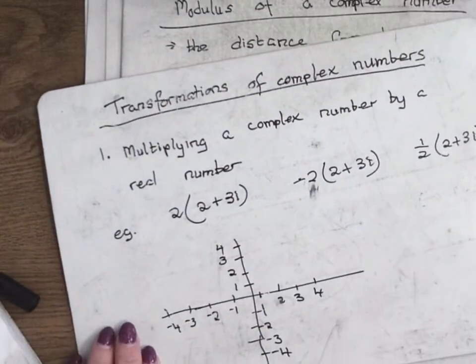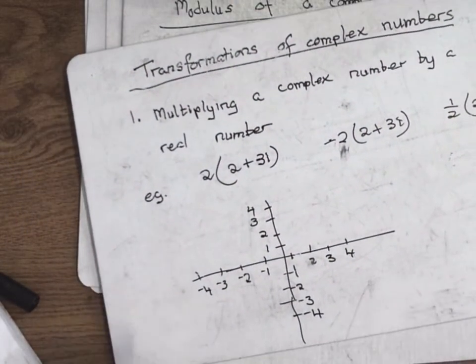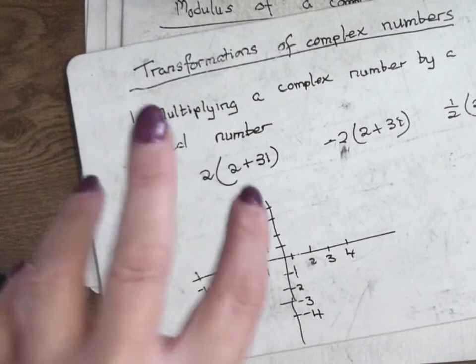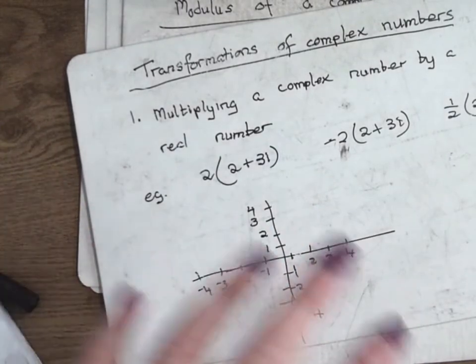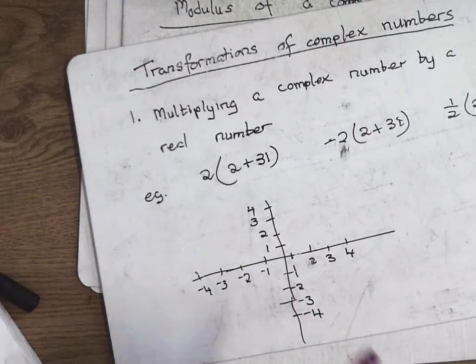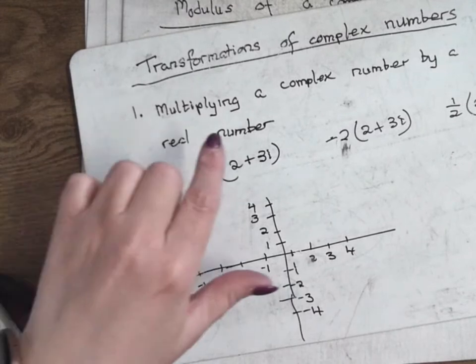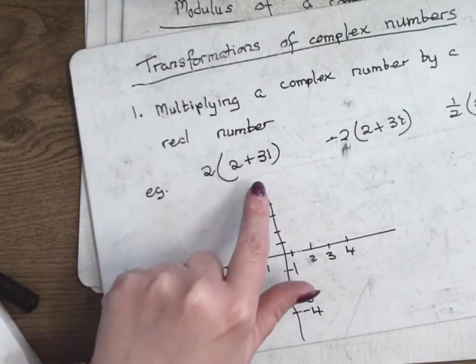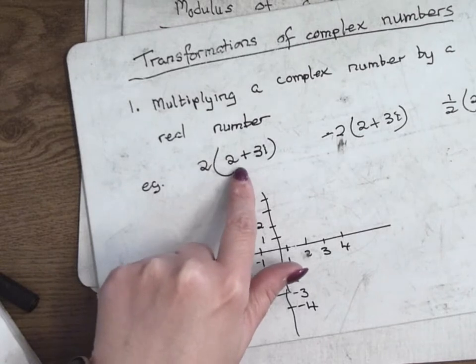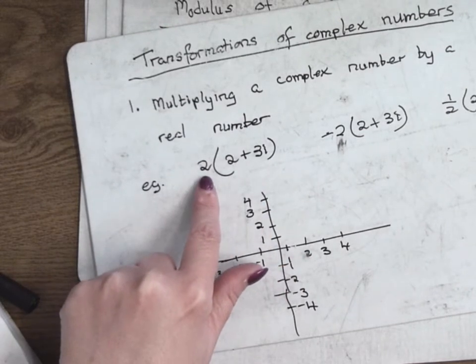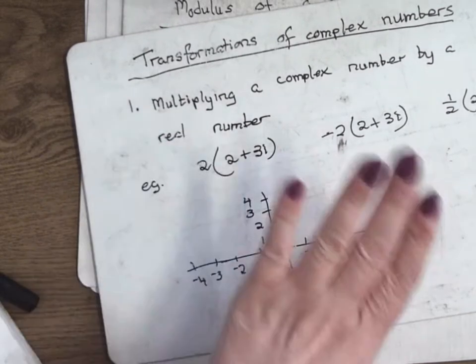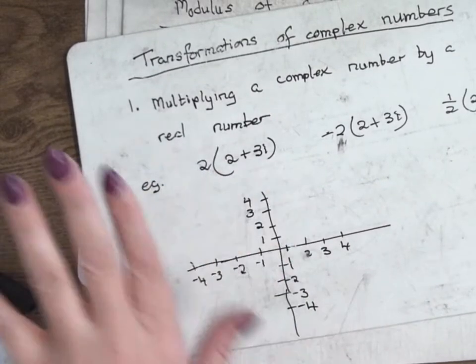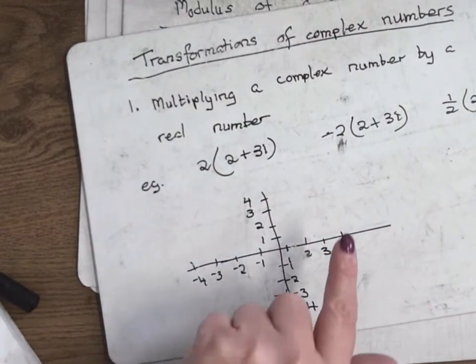Right, okay. So transformations of complex numbers, that means what happens when you move them around. The first transformation is you multiply a complex number by a real number. As in here, you're multiplying the complex number 2 plus 3i by 2. What happens on the plane? What happens in the diagram? What happens to the complex number?